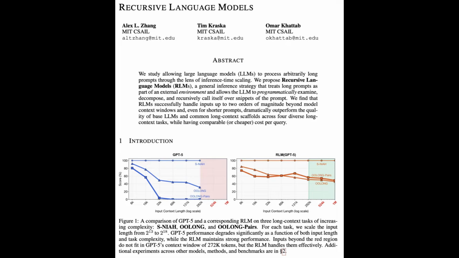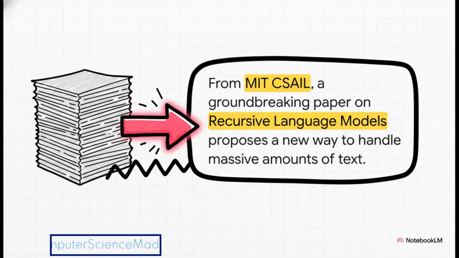All right, so the paper we're diving into today comes from MIT's Computer Science and Artificial Intelligence Lab, CSAIL. It's by Alex L. Zhang, Tim Kraska, and Omar Khattab, and it's called Recursive Language Models. And listen, this isn't just some small tweak on existing models. Oh no, this thing completely rethinks how AIs should interact with just massive amounts of text. It's a total paradigm shift.